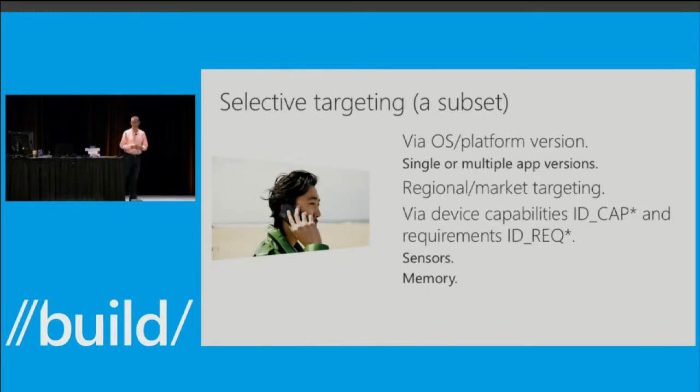As opposed to ID_REQ elements, which say that you absolutely require this feature, and so your app will not be made available to devices that don't have this feature. So if you say, I require a certain amount of memory, or I require a compass, then the device that's looking at the store won't see your app in the store unless it has those capabilities.